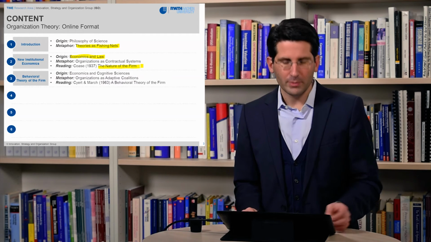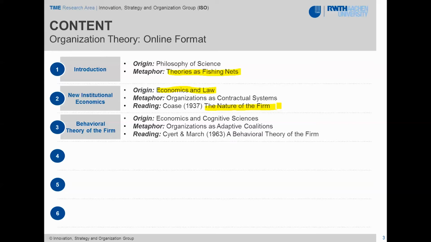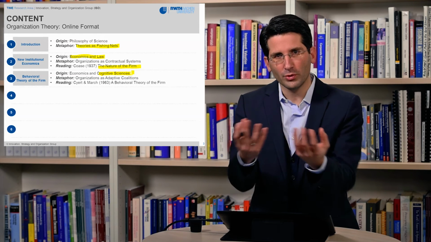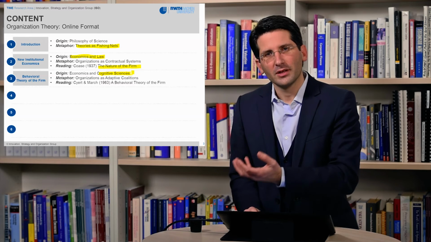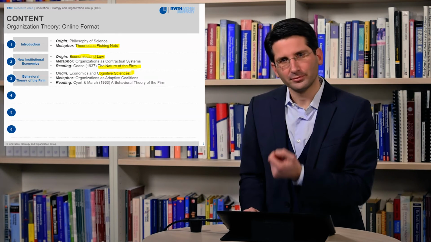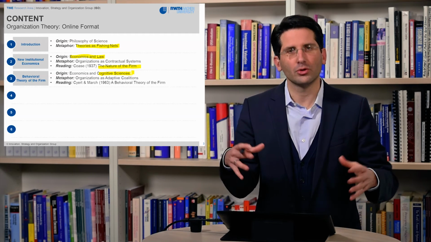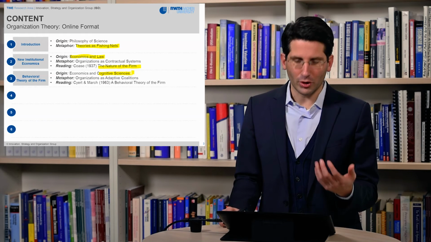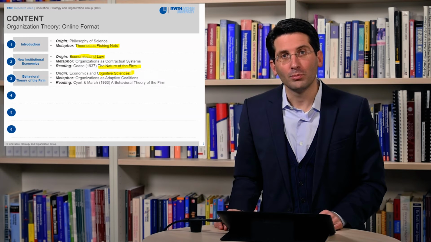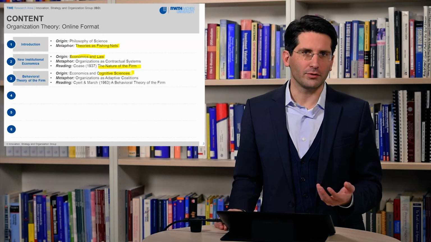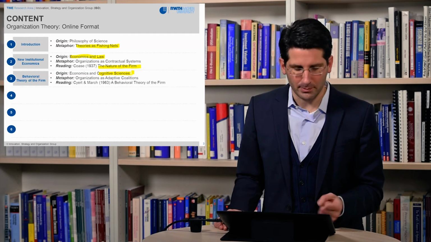So in our third session, we'll be moving from New Institutional Economics to the behavior theory of the firm, which draws strongly now on influences from the cognitive sciences, and which has as its guiding metaphor organizations as adaptive coalitions. That is, organizations as being composed of social groups with potentially conflicting interests. And these complex social groups, these coalitions, try to adapt over time in response not least to performance feedback this coalition receives from the environment. And we'll be looking here at the book by Cyert and March, A Behavioral Theory of the Firm, and we'll be discussing together their summary chapter.